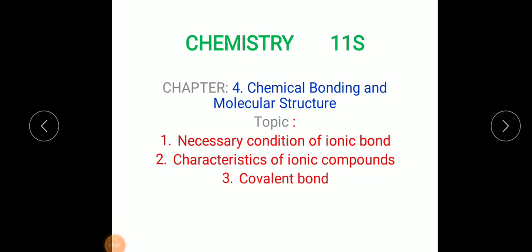Hello class. In our last class, we started the chapter chemical bonding and molecular structure, and we have seen what a chemical bond is, and what the different types of chemical bond are: electrovalent or ionic bond, covalent bond and coordinate bond. After that we also saw what electrovalent compounds are and how they are formed. Today we are going to see the necessary conditions for ionic bond, the characteristics of ionic compounds, and what a covalent bond is.